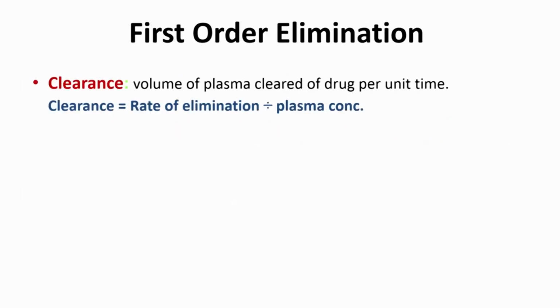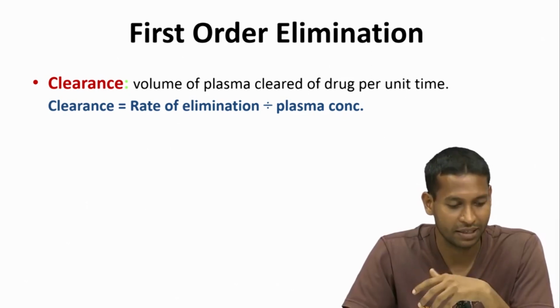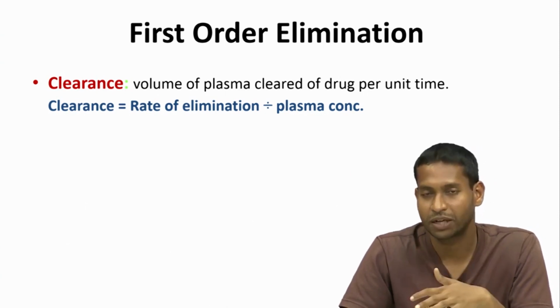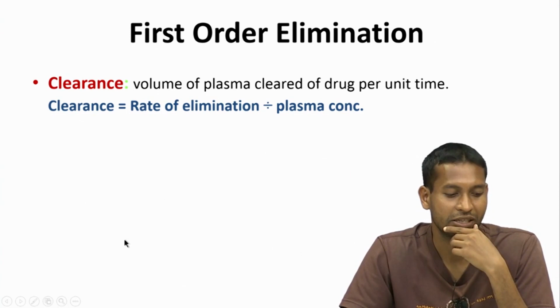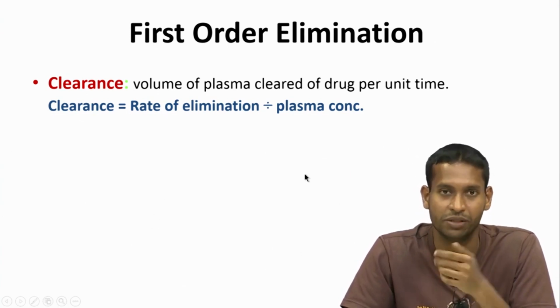Okay, let us talk about first order elimination. Here we are going to define another term called clearance. What is clearance? Clearance is the volume of the plasma cleared of drug per unit time. Essentially, clearance can be expressed as rate of elimination divided by the plasma concentration.